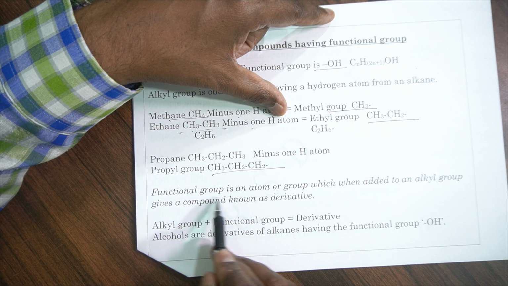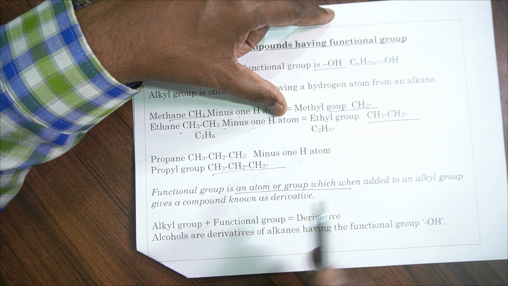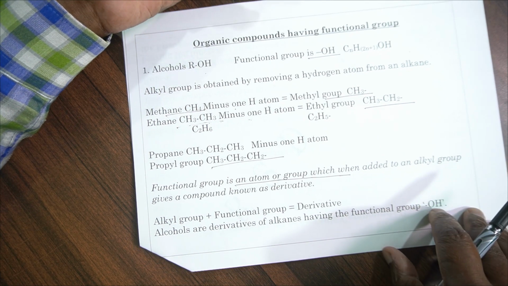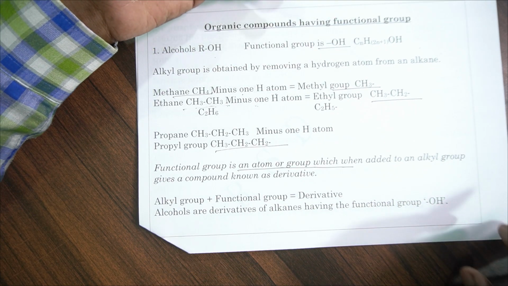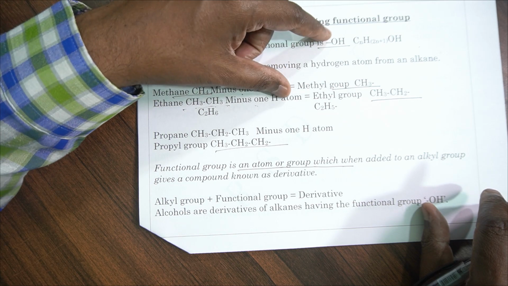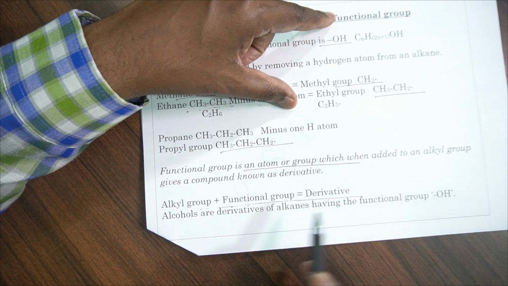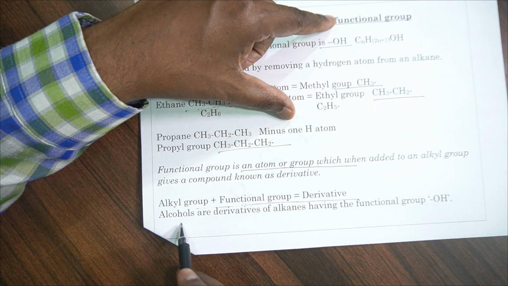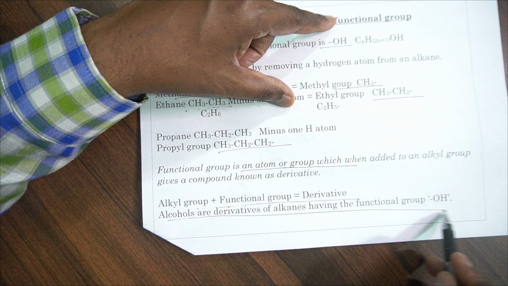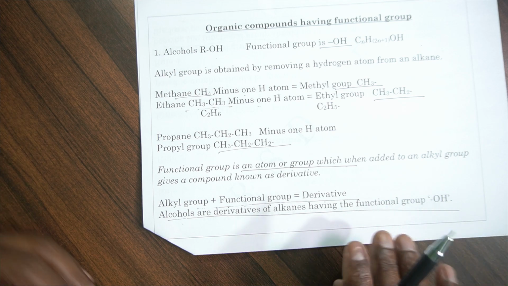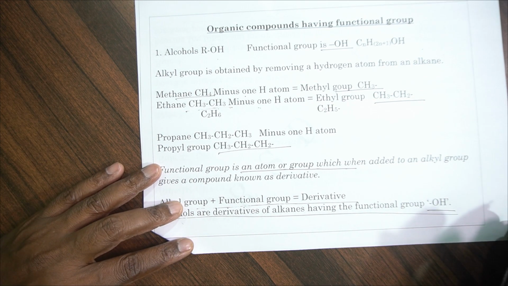Now what is functional group? It is an atom or a group of atoms which when added to the alkyl group forms a compound known as a derivative. A new series of compounds is formed. Example, alkyl group plus functional group gives derivative. Okay, now you understood. So what are alcohols? Alcohols are derivatives having OH group. So any alkane, remove one hydrogen, put an OH group there, then you get alcohol.